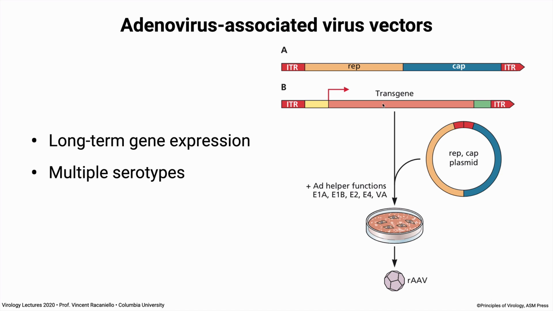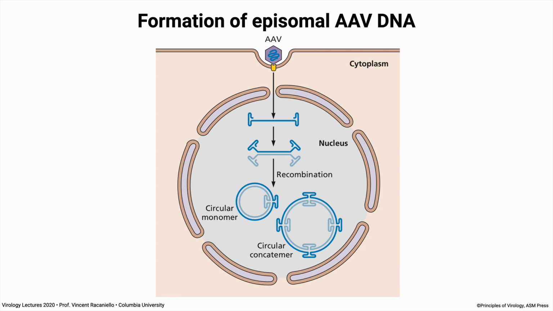But because this is a helper-dependent virus, adeno-associated virus, right? You have to add adenovirus helper functions, which include E1A and B, E2, E4, and the VA RNA gene. So all those things on plasmids, vector, rep-cap plasmid, out comes recombinant AAV that has this DNA only in it, ITRs with your transgene. And these are beneficial. They give you long-term expression, and you get multiple serotypes. The long-term expression is really interesting.